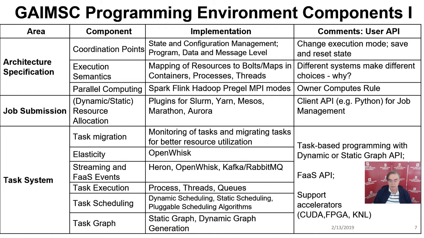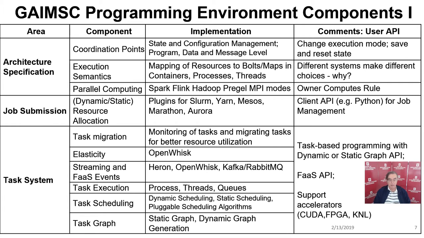OpenWhisk is a serverless computing technology which has elastic technology inside it, which you can use. Streaming and function as a service: that's where OpenWhisk, Heron, Storm, Kafka, and RabbitMQ come in. Task execution with queues and threads and things like that. Task scheduling: you have to decide when each task runs. Typically, when you have tasks in a data flow node, they only run when the data that they need has arrived.